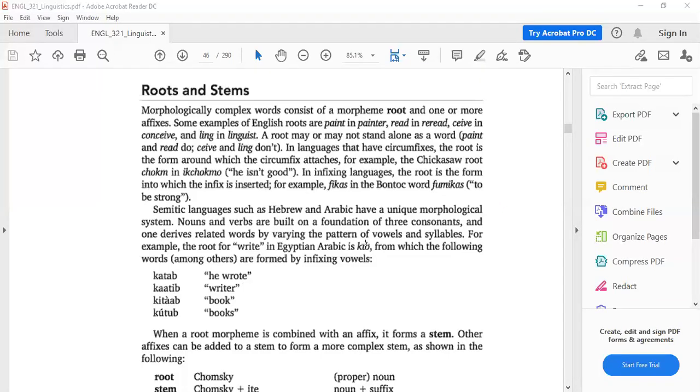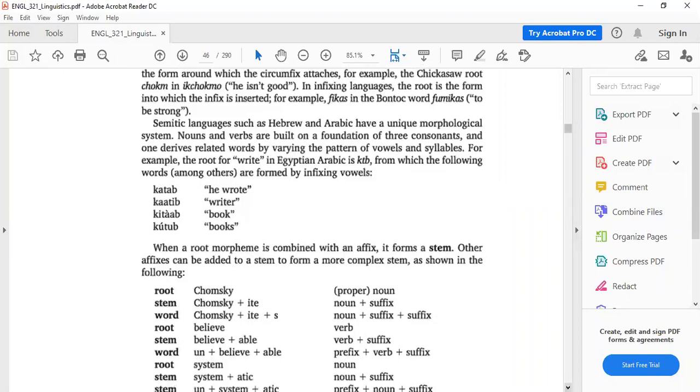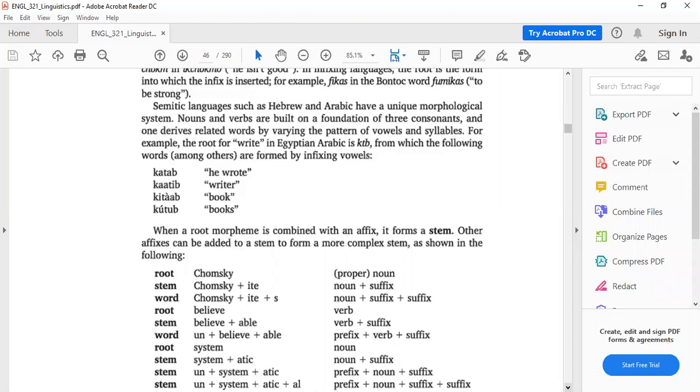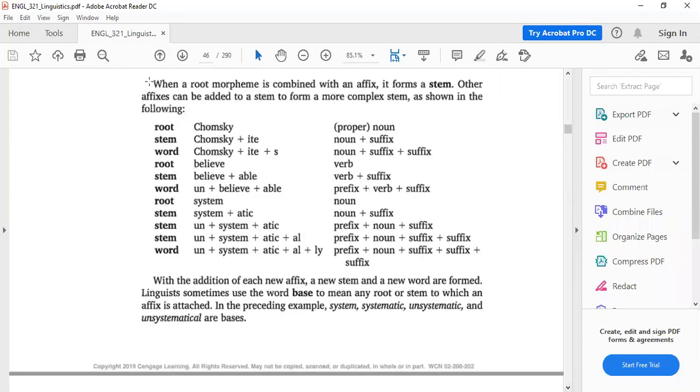Now, what's the difference between root and stem? This is very important. The root can be standalone, but the stem cannot be standalone. A stem has a meaning and a suffix.